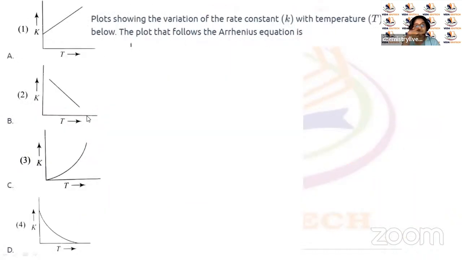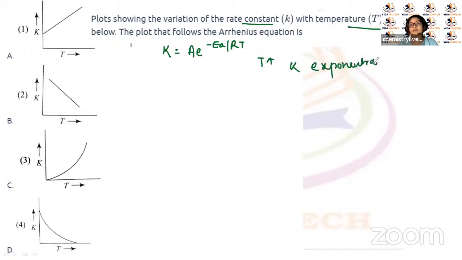Okay, now the next question on your screen, it is telling that there are different plots here, and the plots are between the rate constant and temperature. Now again Arrhenius question, one more question on Arrhenius question. So in that K equals A e to the power minus EA by RT, we see that if you increase T, obviously the K is going to increase exponentially. So it is increasing exponentially.